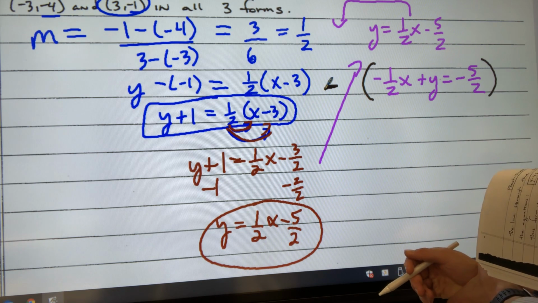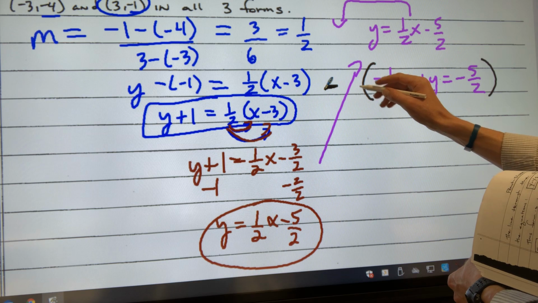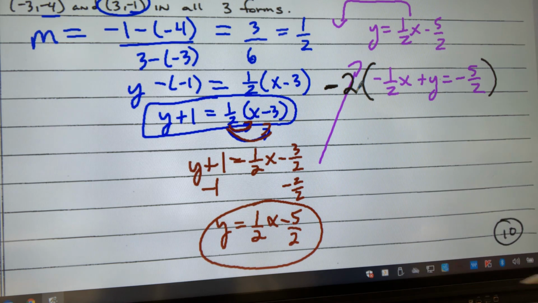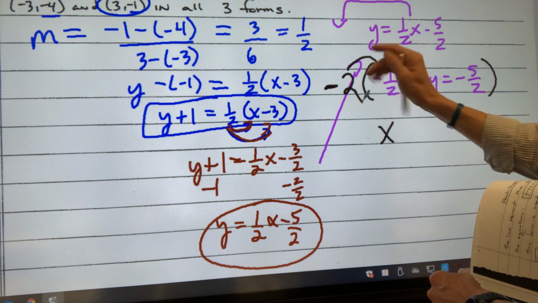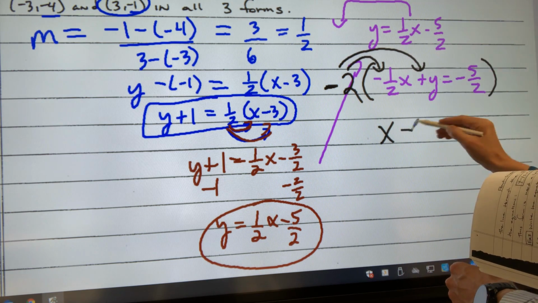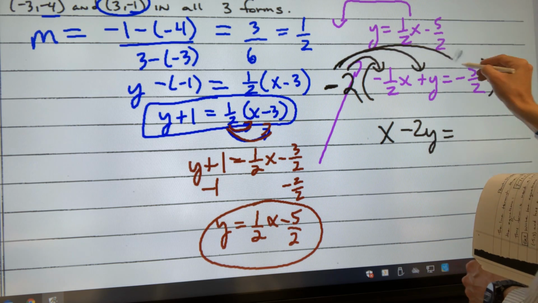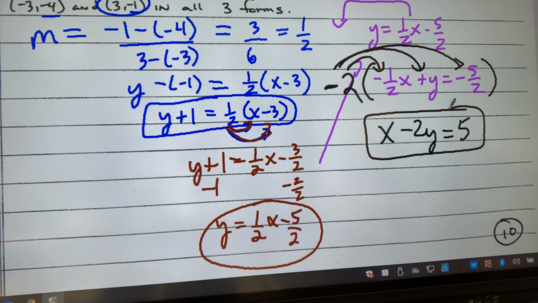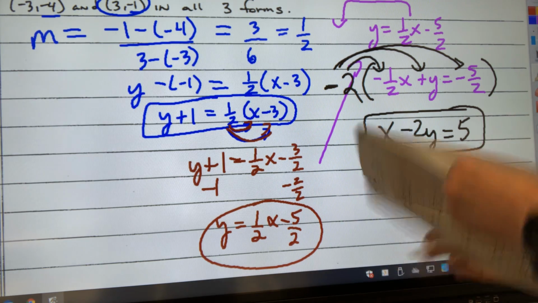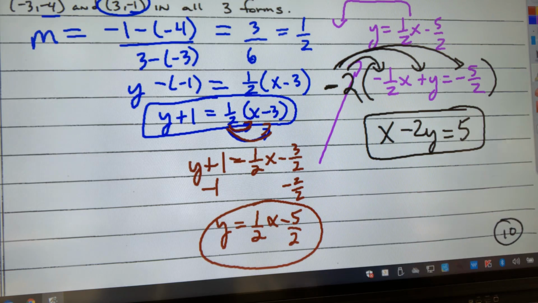So I'm going to get rid of that 2 by multiplying everything by a 2. So a negative 2. Negative times a negative is a positive. 2 over 1 is 1. X minus 2y equals a negative times a negative is a positive 5. X minus 2y is 5. All right. On the next page, I'm going to do with you number 4. Yes, number 4 on the next page.